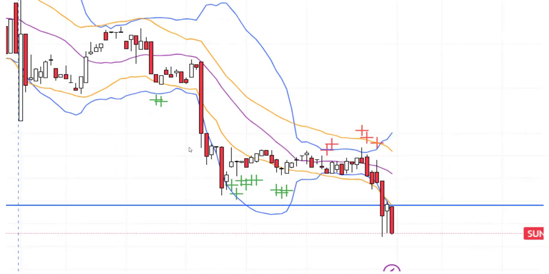Here you can see, I think it is the chart of Divi's Labs or something. I don't remember, I just took the picture here. It started coming down. You can see it crossed below the Bollinger Band. It was a sell-off from here. You can see from the top here it started coming down, still within the Keltner channel. It has not closed below.